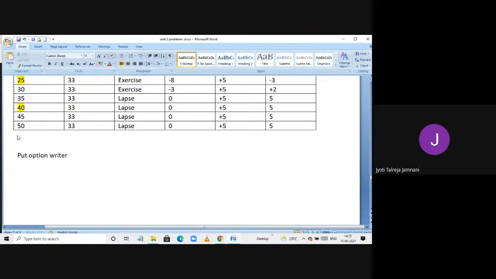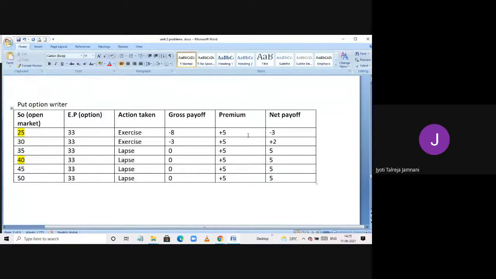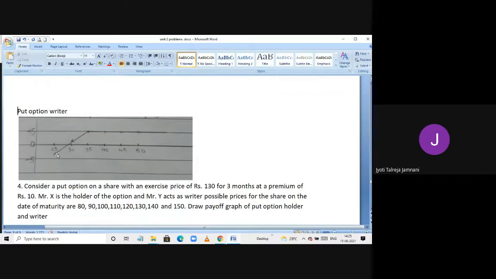I'll show it on the next page. 25 to 50 are the prices. At 25, he has a loss of 3 rupees. You can see here minus 3, so it's showing on the loss side. Then at 30, he gains 2 rupees. And from 35 to 50, he gains a constant 5 rupees. So the graph goes upward and then a straight line. His gain is a maximum of 5 rupees and his losses can be unlimited. That means the price can reach 0 and he can keep on losing. So this is how a put option writer's graph will look.